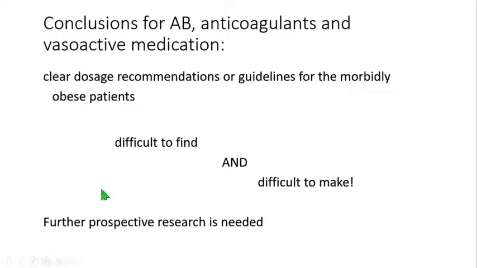Now, to conclude, I hope, my dear colleagues, it is clear that the dosage recommendations and guidelines for dosing these drugs in the obese are not only difficult to find, but on top of that are difficult to make, and definitely further research is needed in this field.